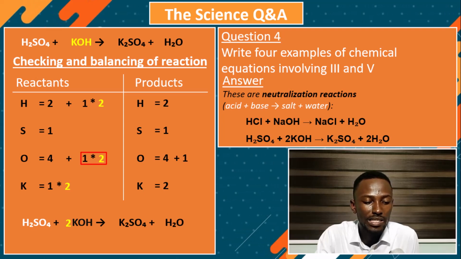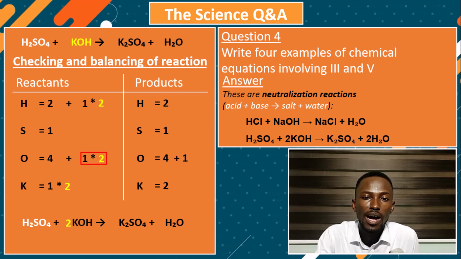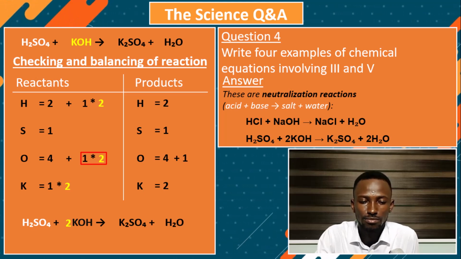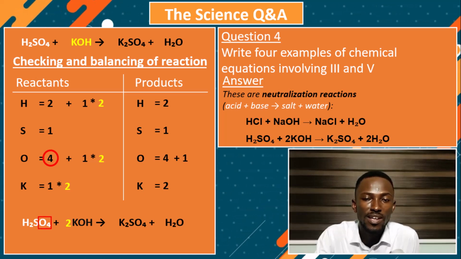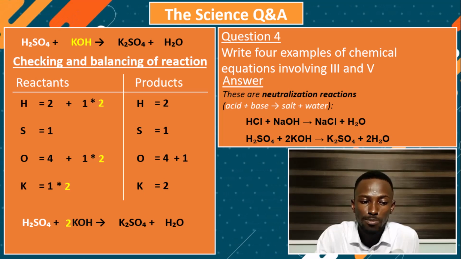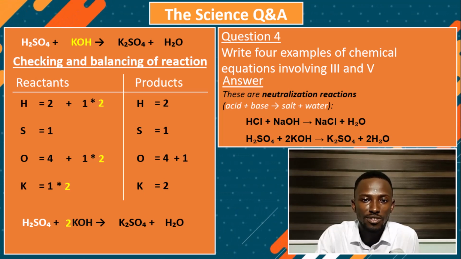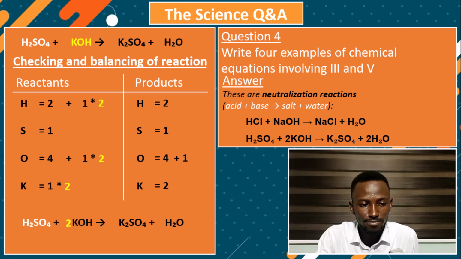Why is that the case? Because that 1 is from potassium hydroxide. The 4 of the oxygen is from H2SO4, or sulfuric acid. Meanwhile, the 2 is multiplying the oxygen from the potassium hydroxide. And the same principle applies for the hydrogen. So I think that makes sense.